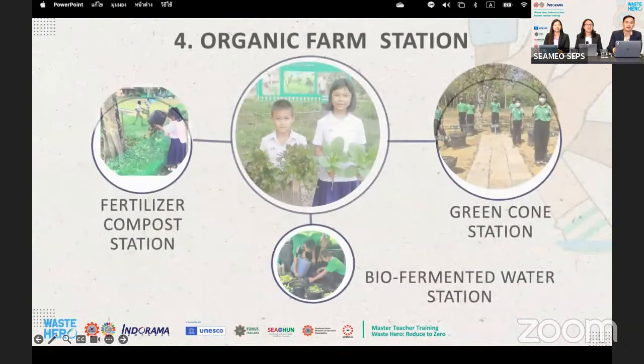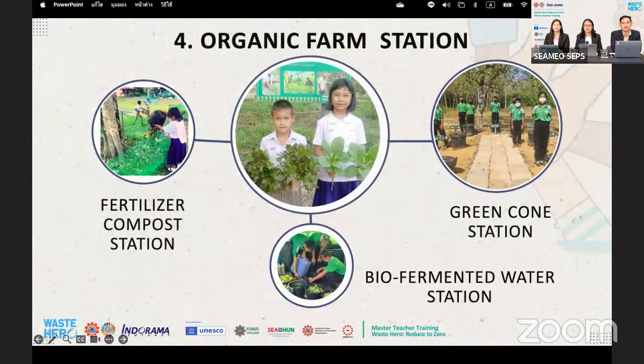And here we are at the organic farm station. In this station, the students can learn how to plant vegetables, harvest, package, and sell them. The students can use the fertilizers compost from station 1 and the biofermented water from station 2 and from the green corn station for growing the vegetables.